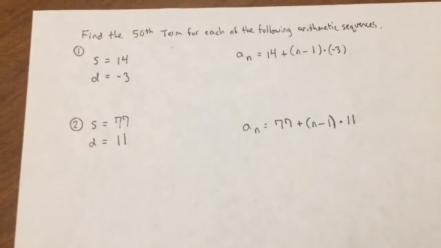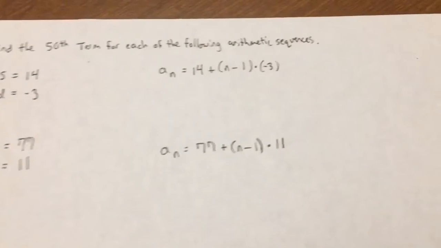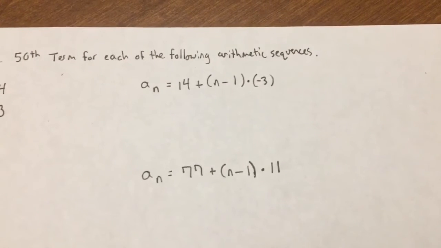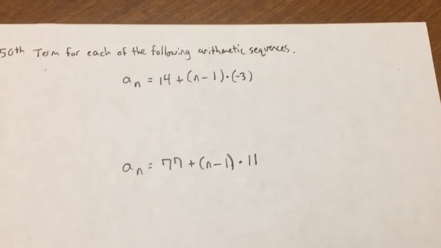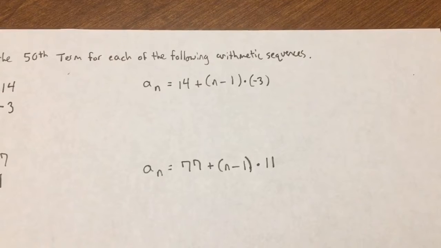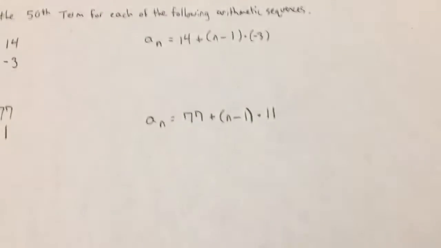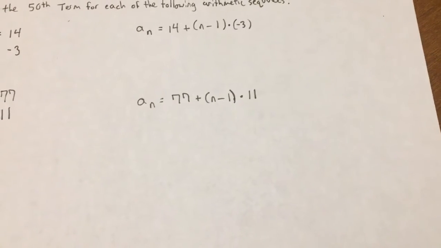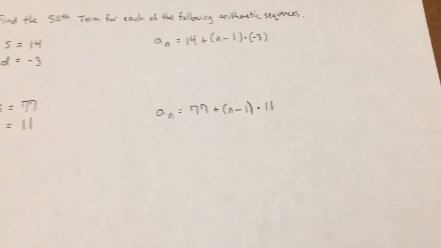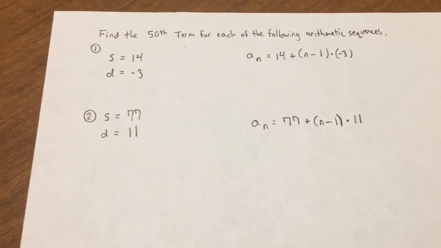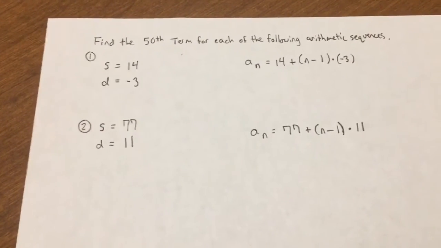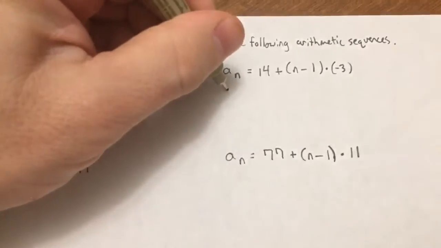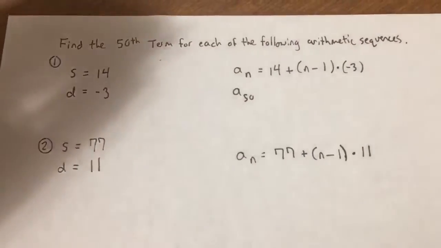All right, if you've set your formulas up correctly, this is what you should have. For the first one, a subscript n equals 14 plus n minus 1 in parentheses times negative 3. And for problem number 2, we have a subscript n equals 77 plus n minus 1 in parentheses times 11. We're going to find the 50th term for each of these arithmetic sequences. For the first one, we're going to calculate for the 50th term.